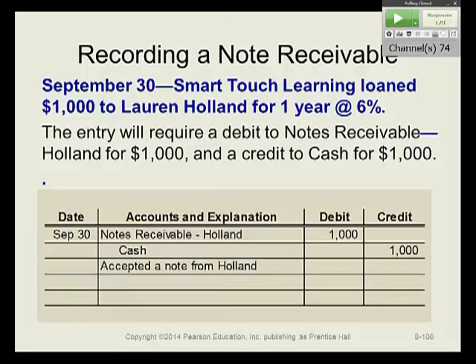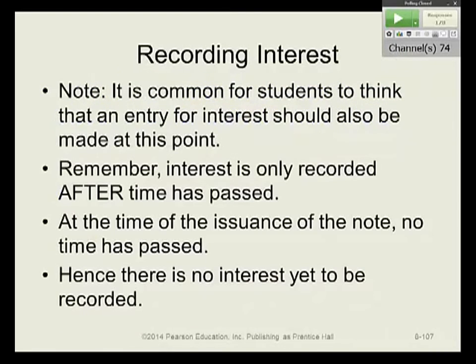Now, the question, or at least the comment that the book makes, is what happens to the interest? I thought there was 6% interest. Again, remember that interest is not recorded until time passes. So you must have the passage of time in order for interest to accrue, so that on the day you sign the note, you don't owe any interest. It's only with the passage of time. So again, it's the point that's made on this slide, that no interest is to be recorded on the date the note is signed. You only record interest when time passes.